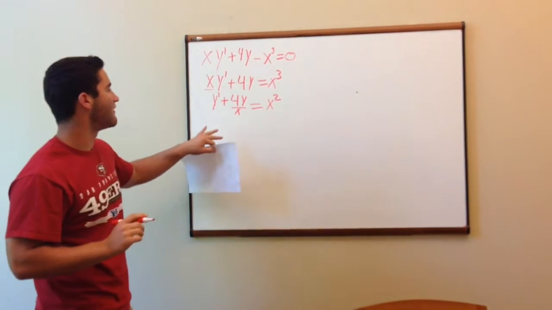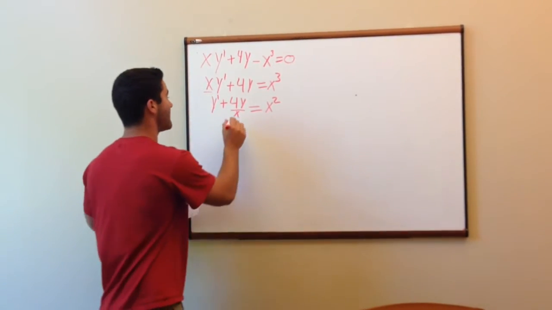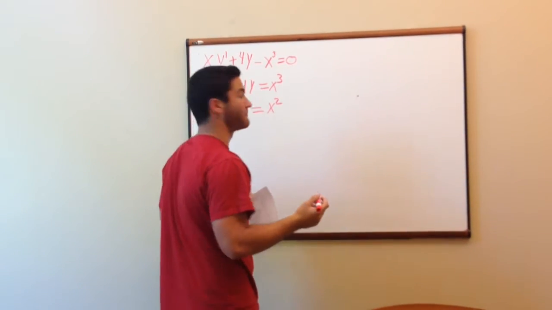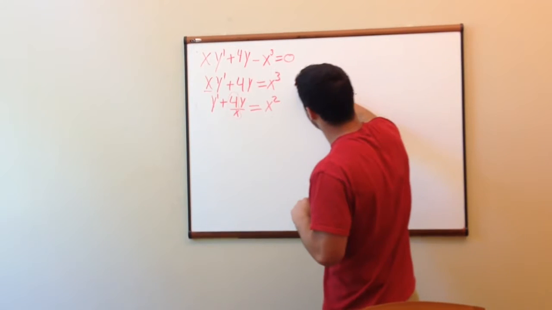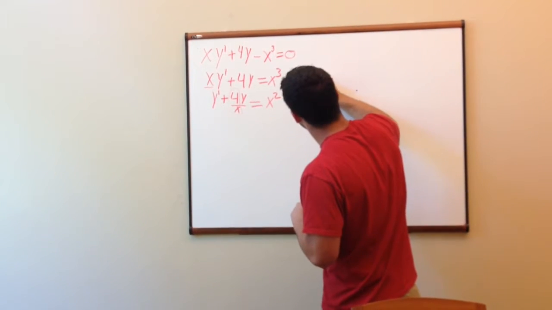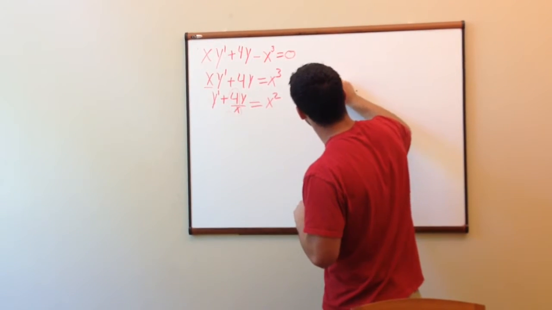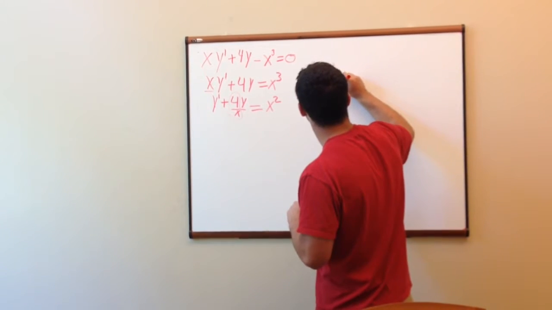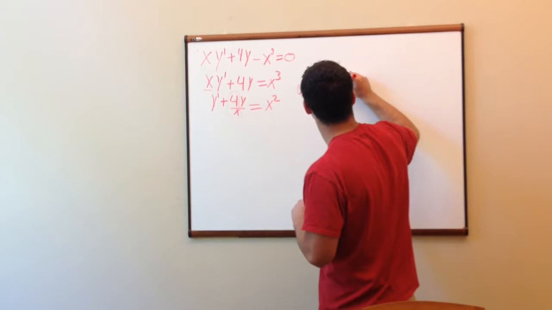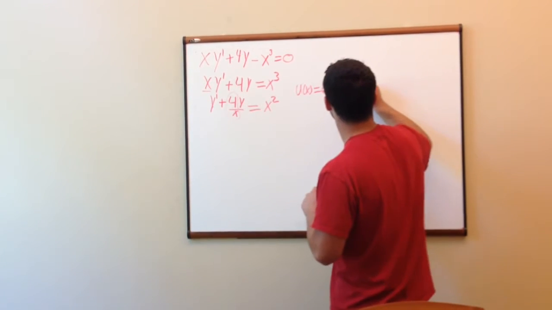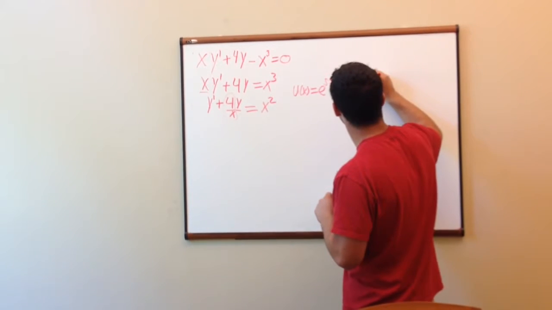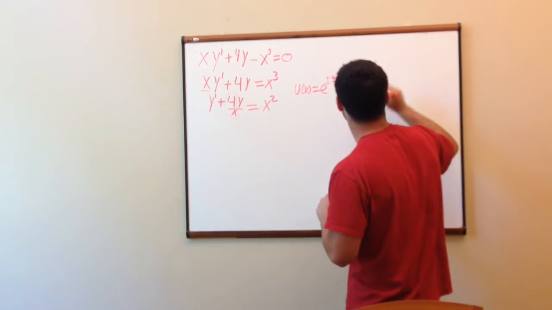Okay. Now that we've done this, we figure out that right here, this is going to be our p of x. So on a side note over here, we're going to go u of x equals e to the integral of our p of x with respect to x. And that's going to equal e to the 4 ln of x.